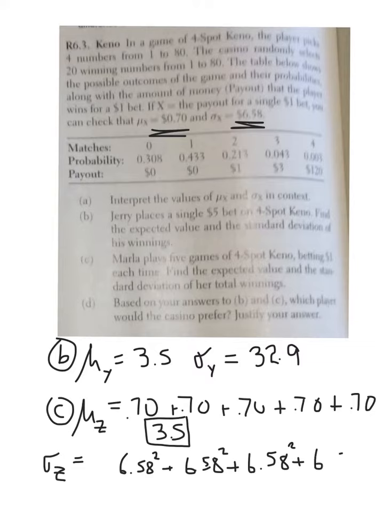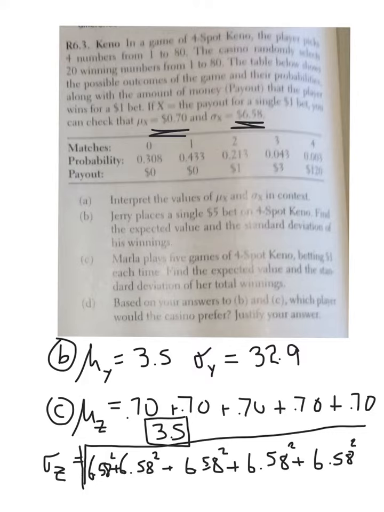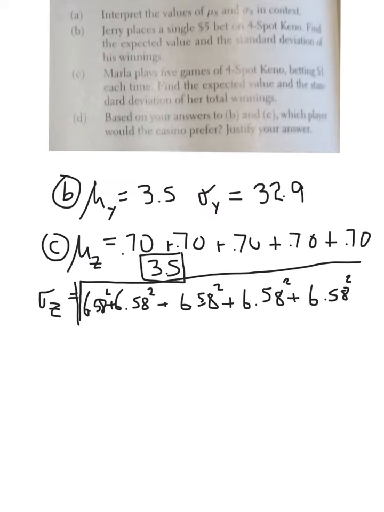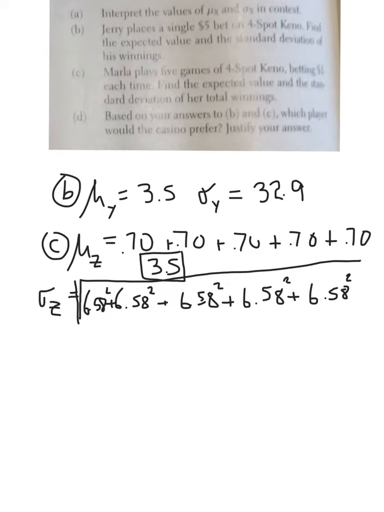Okay. One, two, three, four. Oh, I always run out of room. Okay. $6.58, and square it like that. And take the square root of all of this stuff. So, what does that give us? The answer is $14.71. So here it is, $14.71.